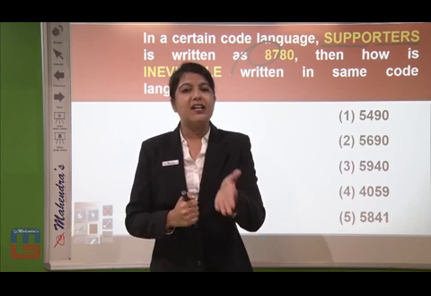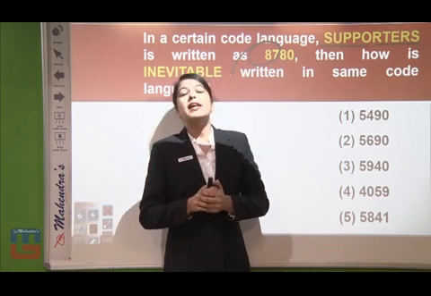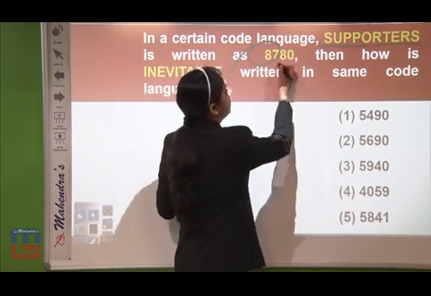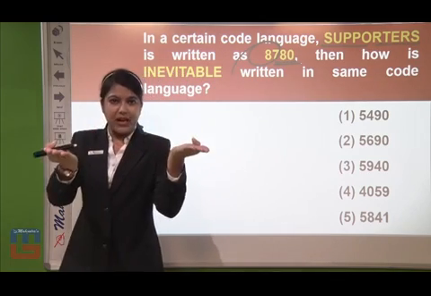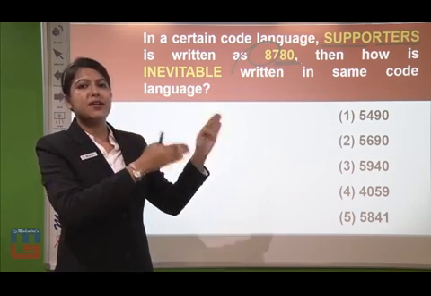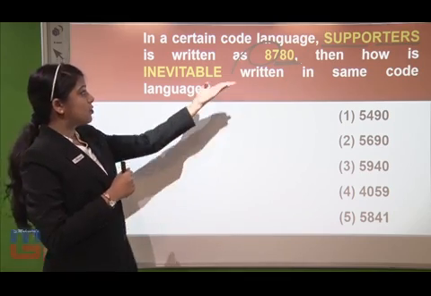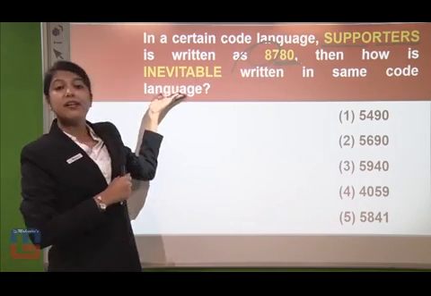RTERS: R's place value is 18, T's place value is 20, E is 5, then R again 18, and S's place value is 19. You will get the addition value of 80. That means SUPPORTERS, when broken down into two parts, the first 5 letters add up to 87 and the second 5 letters add up to 80. So SUPPORTERS is coded as 8780, then INEVITABLE.